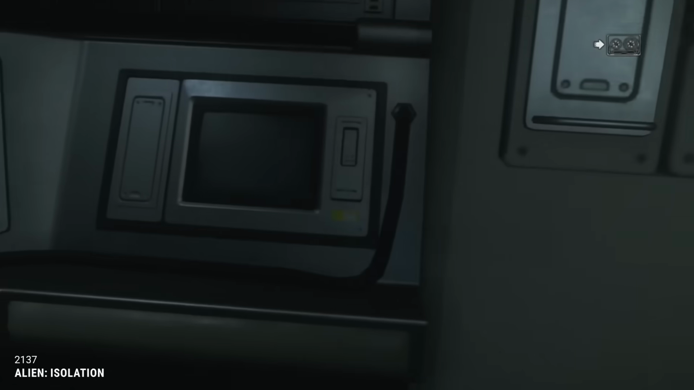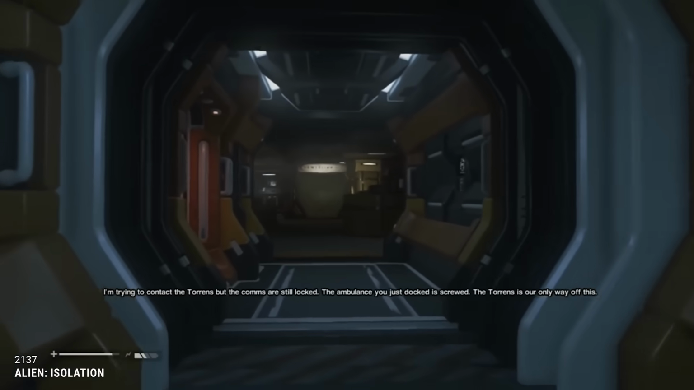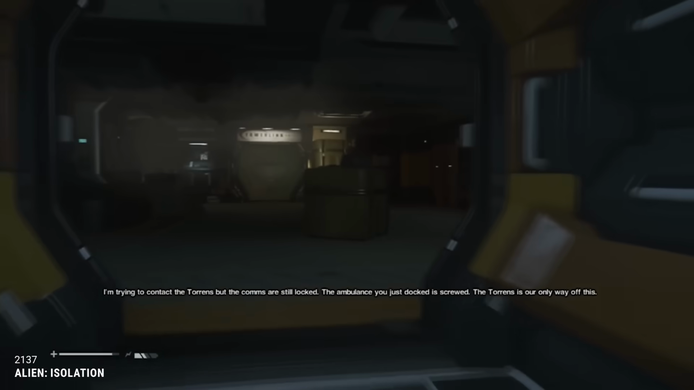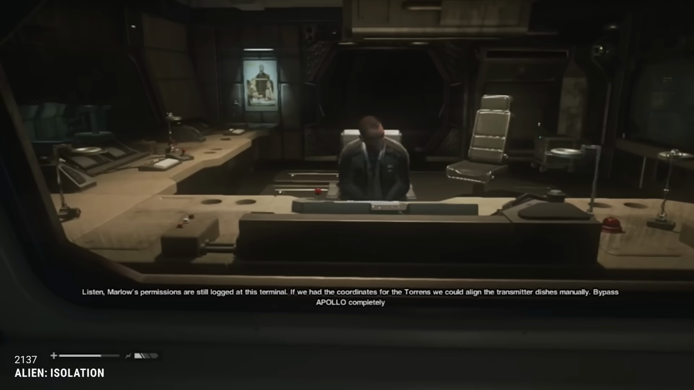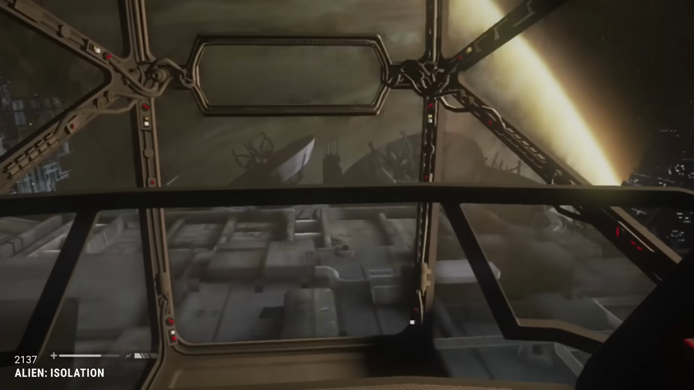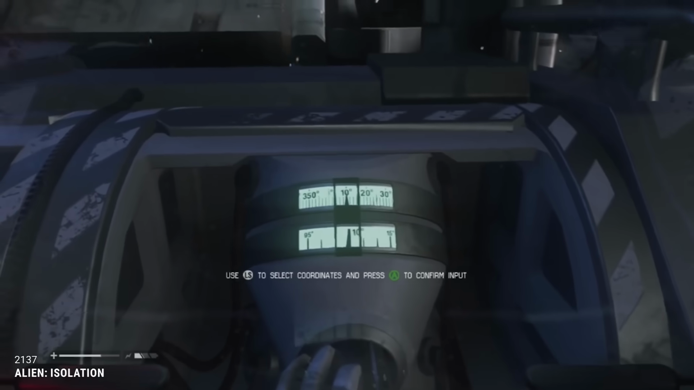Back at Sevastopol Station, Ricardo shares the bad news. The explosion took out their orbital stabilizers. They're about to fall out of the sky. Their only hope is to connect with the ship Amanda first came here on, the Torrens. Amanda gets to the observatory, finds the Torrens, and manually aligns the dishes to its position.